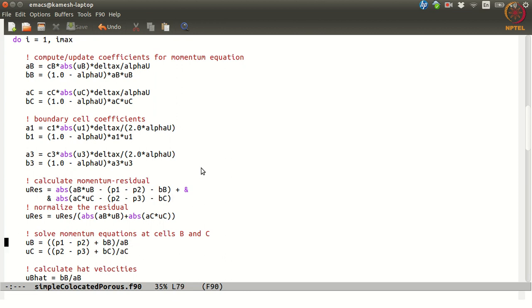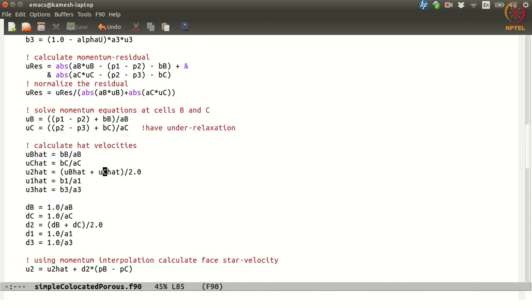Then you solve the momentum equations at cells B and C. So UB equals (P1 minus P2 plus BB) upon AB. Similarly, UC equals (P2 minus P3 plus BC) upon AC. These equations already have under relaxation in them, right? Because we have already divided with alpha U's up here. So these equations already incorporate under relaxation because AB, AC, BB, BC already contain those things.